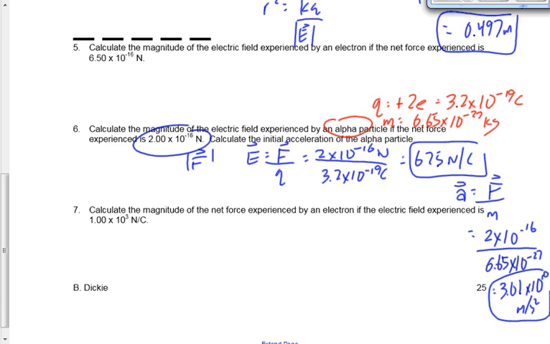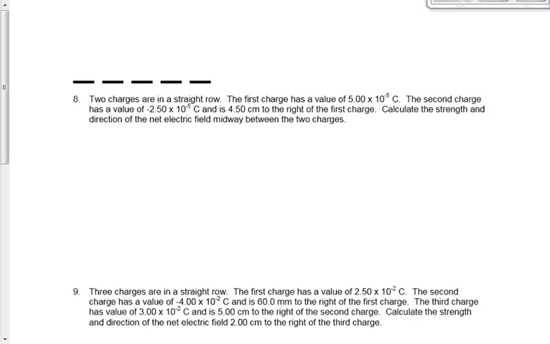All right, next question that we needed to go over was number 8. Now we start getting a little bit trickier here. Number 8 says 2 charges are in a straight row. The first charge has a value of 5 times 10 to the negative 5 coulombs. The second charge has a value of negative 2.5 times 10 to the negative 5 coulombs. And they're 4.5 centimeters apart.